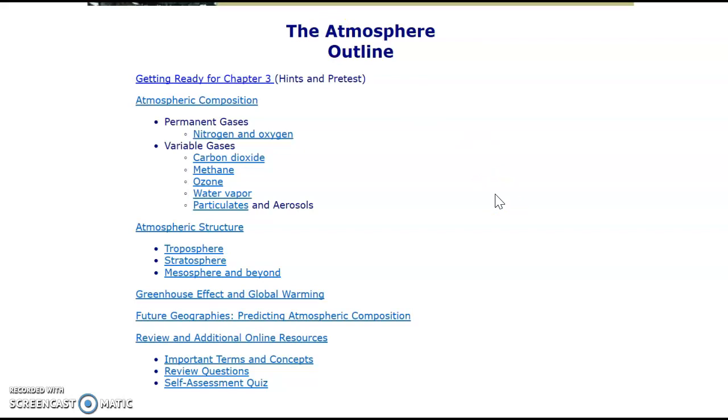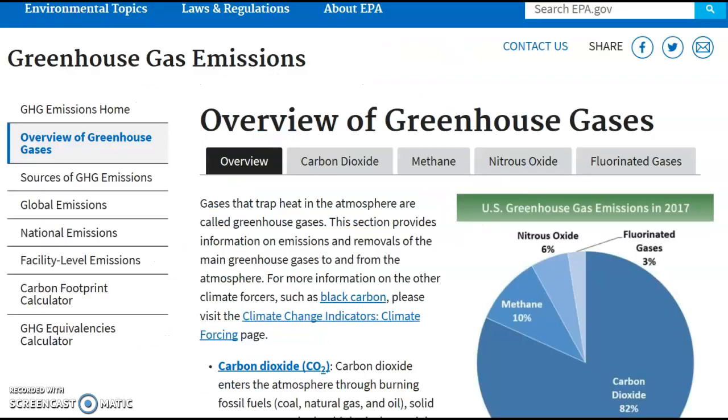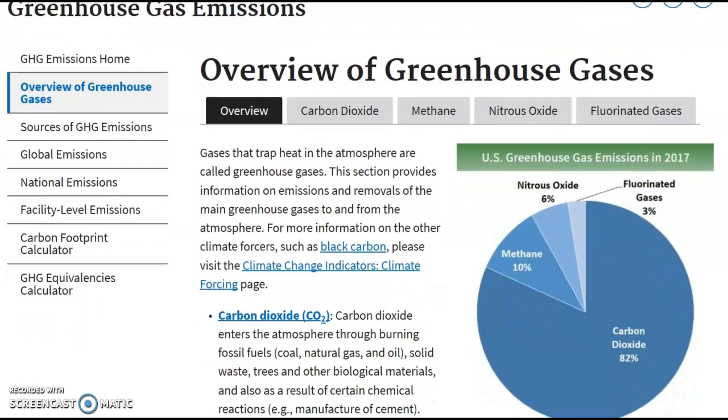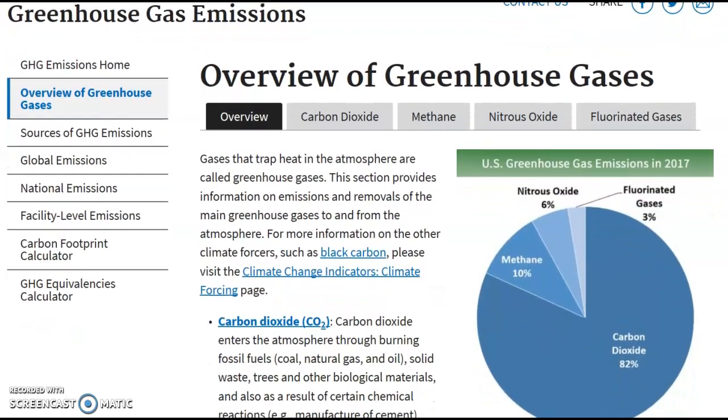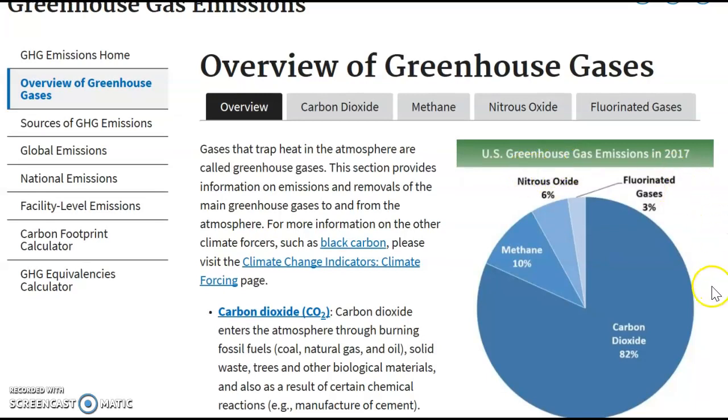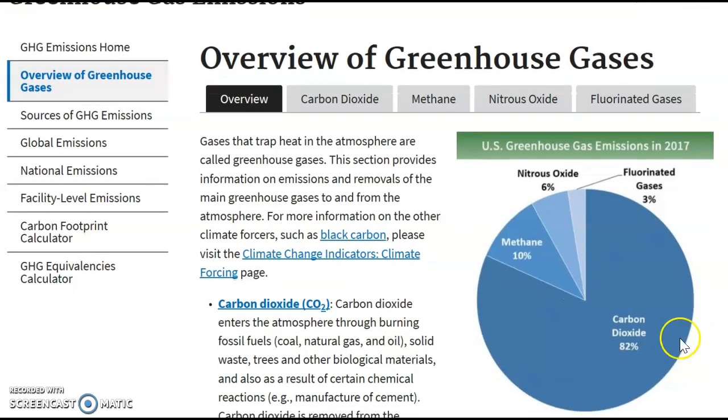And tying all of this together is the greenhouse effect. So we remember, hopefully, the greenhouse gases, and I found this nice website by the EPA, or the Environmental Protection Agency. And it's an overview of greenhouse gases. So this particular diagram right here is from 2017, so we can probably imagine that levels are potentially a little bit higher, but this is just giving you a rough percentage or makeup of the atmosphere.